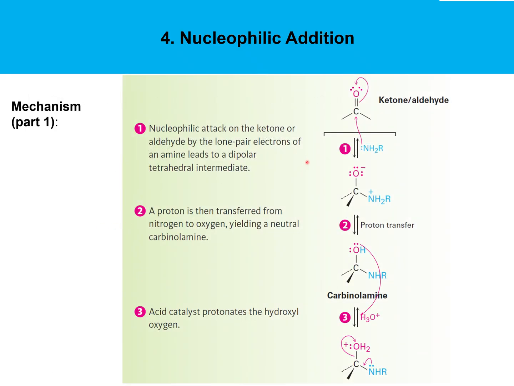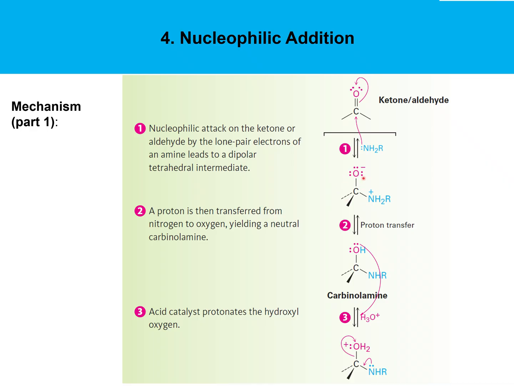Here's the mechanism for the addition of a primary amine or ammonia to a ketone or aldehyde. If we have a primary amine, it will add to the carbon of the carbonyl. Amines are better nucleophiles than water and alcohols, so they can add directly to the carbonyl carbon without the need of an acid first. That gives us a tetrahedral intermediate.